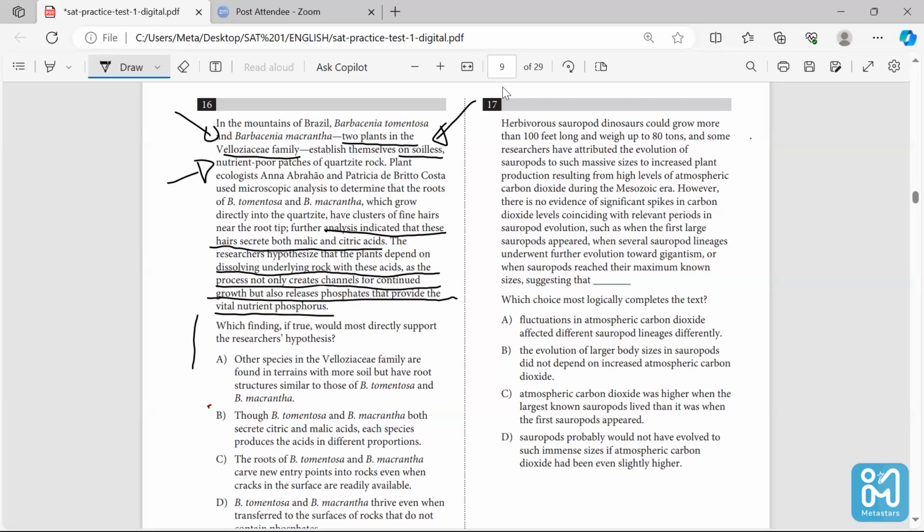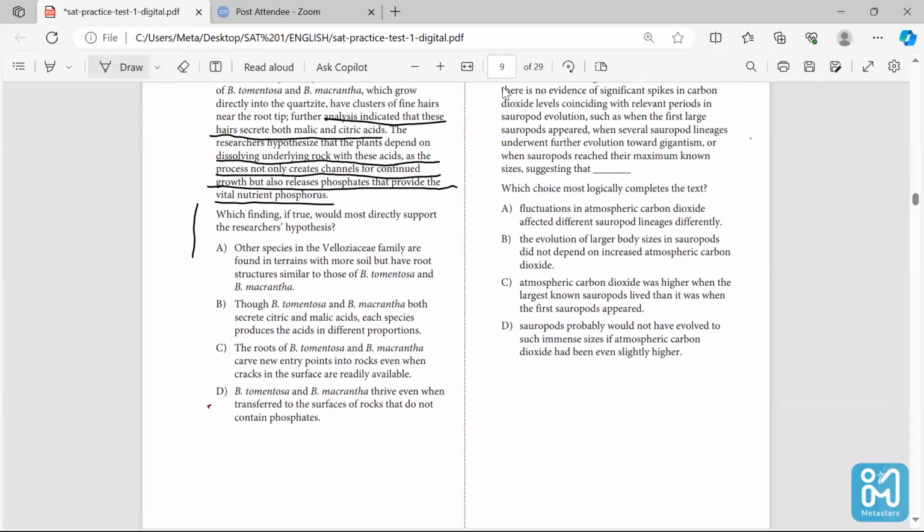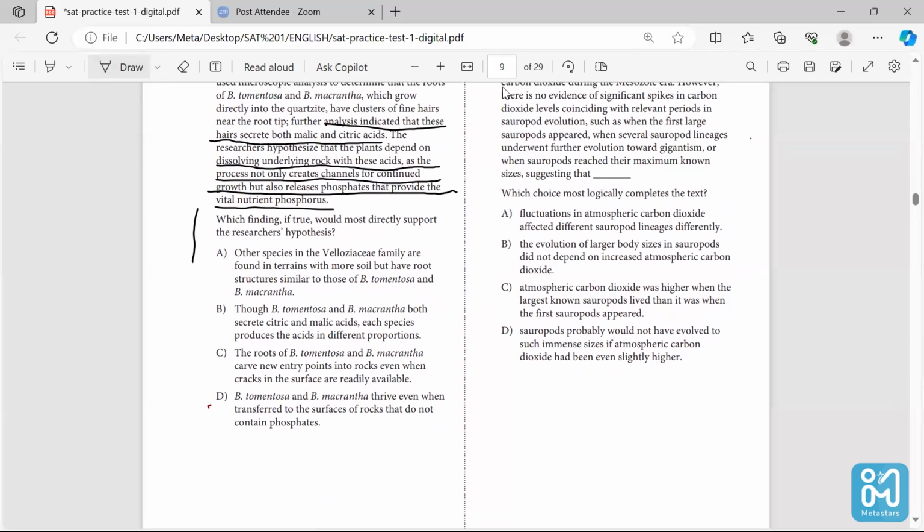I'm going to count to 5. Look at these underlined words. 1, 2, 3, 4, 5. Now look at the options fast. Look at the options fast. Done. Who's going to answer my question? Quickly. Who's going to answer my question?